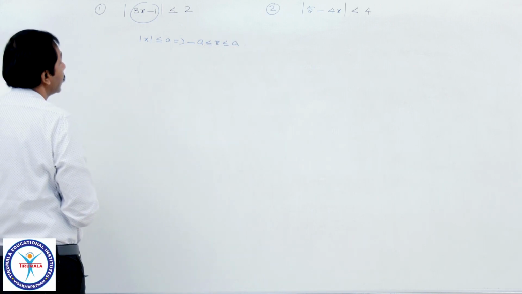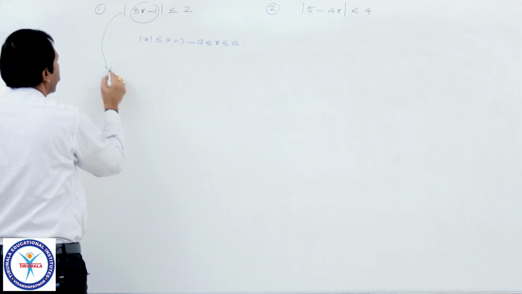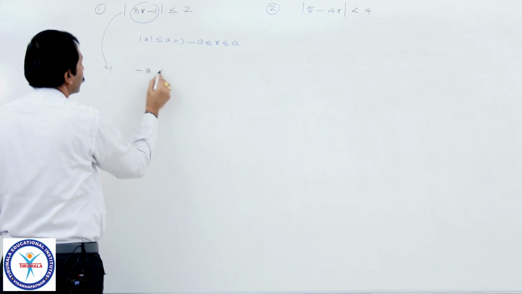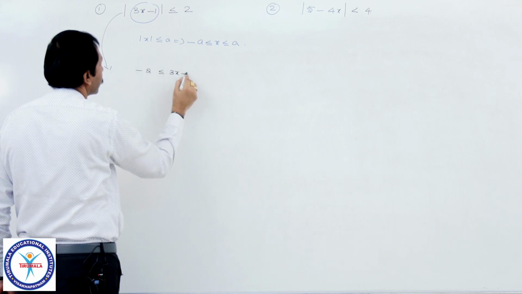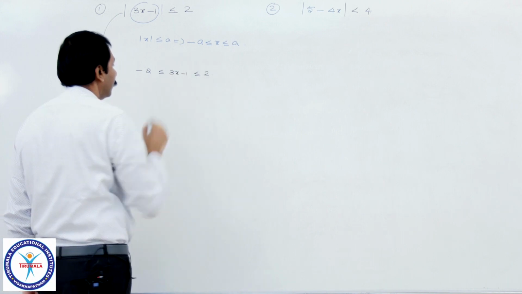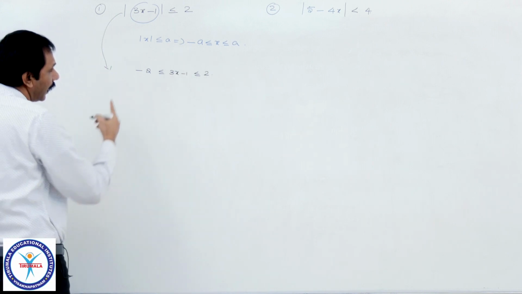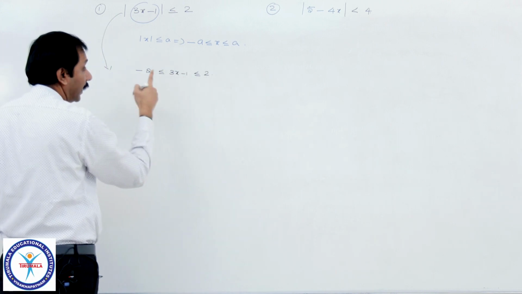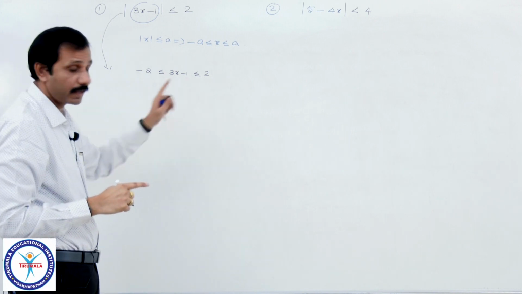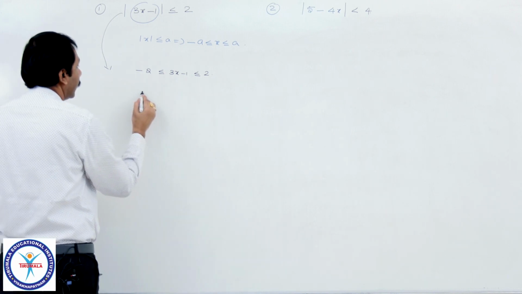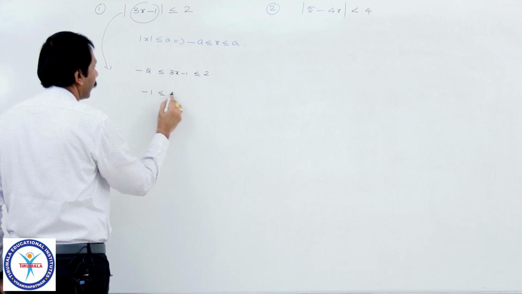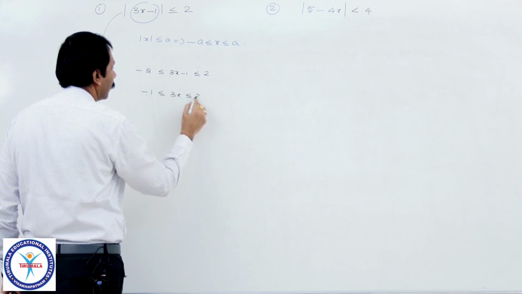Therefore, here |x| ≤ a means this can be written as −2 ≤ 3x − 1 ≤ 2. Now you take addition of 1. I need values of x, not of 3x − 1. That is −1 ≤ 3x ≤ 3.